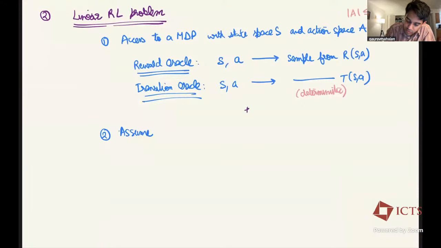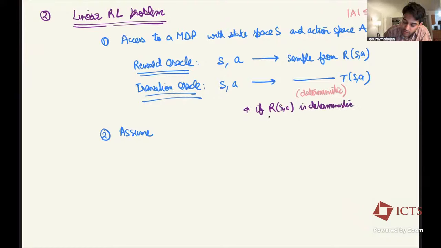Okay, so let me just remark here. If R(S,A) is deterministic, then this problem is polynomial time solvable. Actually, linear time solvable. It turns out to be just Gaussian elimination, really.